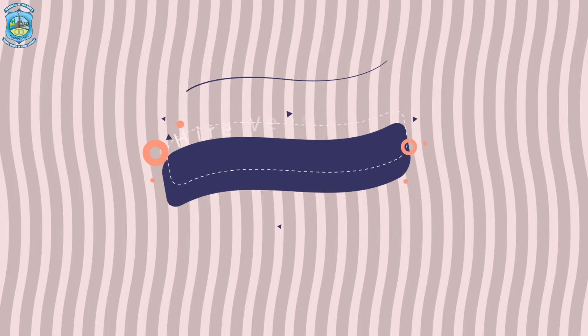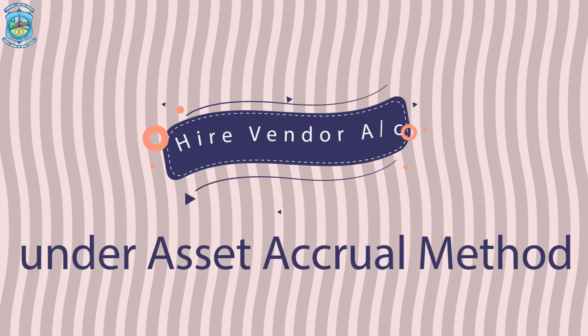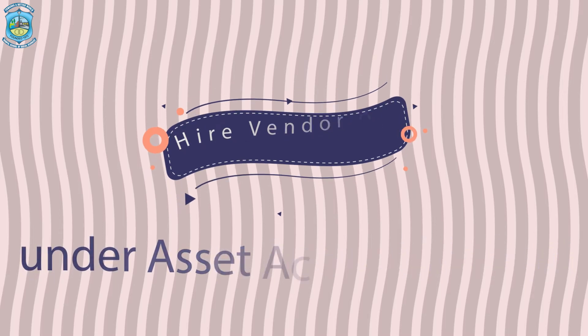Now, since the asset accrual method has been followed, there will be a slight change in the hire vendors account as well. So, let us understand how to prepare the hire vendors account under this method. Now, under the asset accrual method, the very first time the hire vendor comes into existence is at the time of the installment becoming due, that is at the end of the first year. Yes, so the vendor is a creditor for the purchaser, therefore his account would start from the credit side.